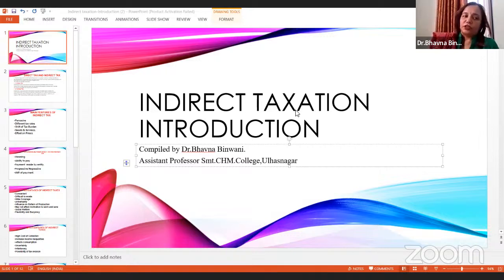The first unit is introduction and definition. Then we have levy and collection of tax. Then we have place, time and value of supply. We have input tax credit and the payment of tax. And finally, we have registration. These are the 5 units in the entire syllabus.